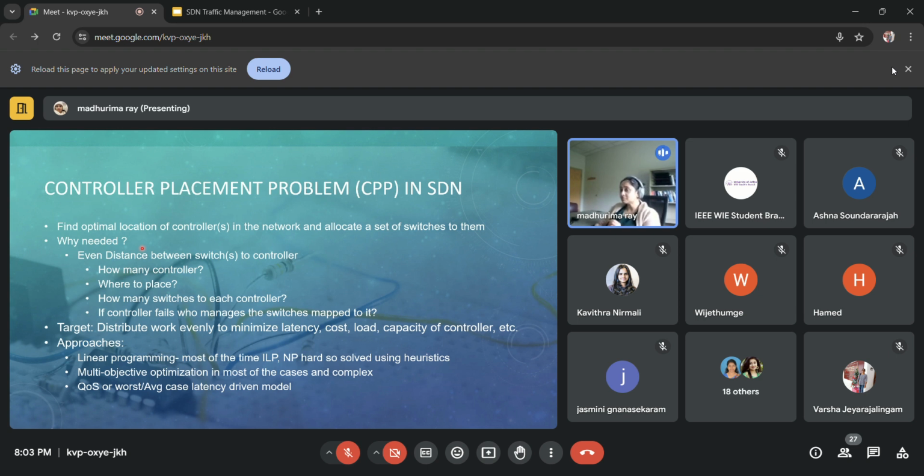Some of the approaches that we have seen start with a number of controllers. So you may start with, let's say, 5 controllers for 500 switches, and I want to place these 5 controllers.